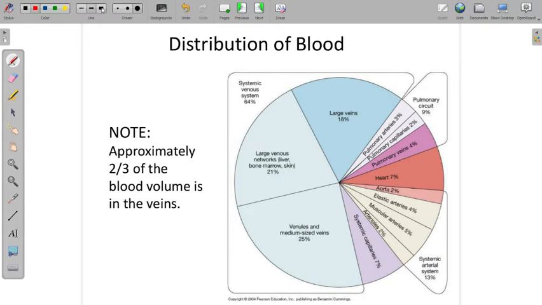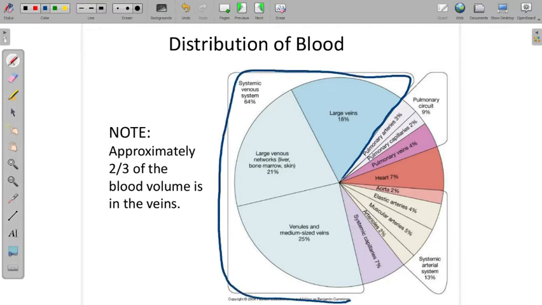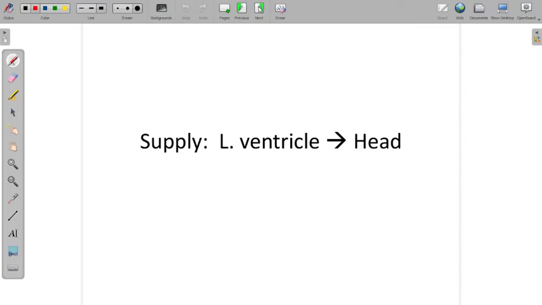Note that most of the blood in the body is in the venous side of the system. Approximately 64%, about 2/3, of the blood is in the veins. Systemic arteries, by contrast, about 13%. So most of the blood's in the veins. Okay. And we're going to be going from the heart to the head first, and then we'll do the drainage second.